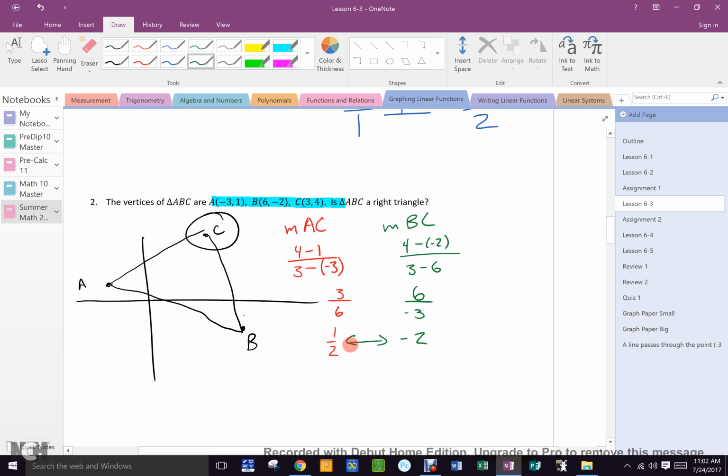Are they negative reciprocals? Yes. So is this a right angle triangle? Yes. If this was any other number, is this a right angle triangle? No. Any other number. Does everybody understand? Okay? If you have a negative reciprocal, which means the fraction is turned over and the sign has changed, you have perpendicular lines. Okay? In slope only. Everybody gets it?